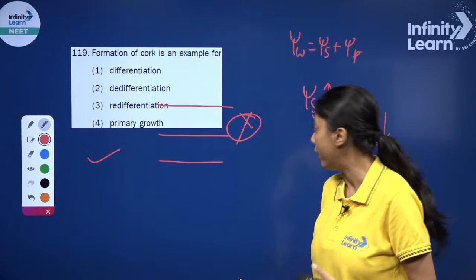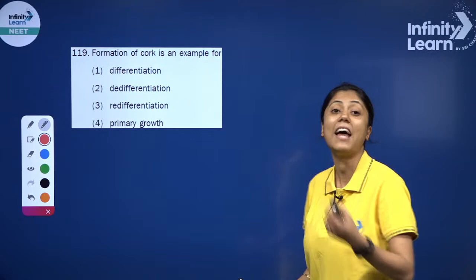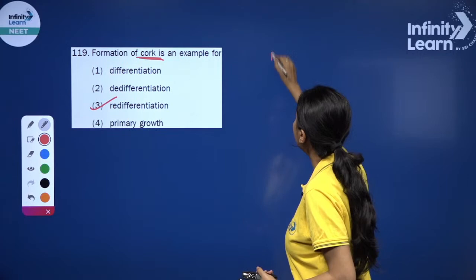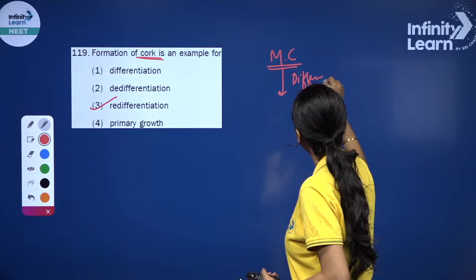Next, moving on to the next question. Formation of cork is an example of redifferentiation. And cork is formed by what? Redifferentiation. What is redifferentiation? First, there is a meristematic cell. From the meristematic cell, by the process of differentiation, what would be formed? The primary permanent cells would be formed.